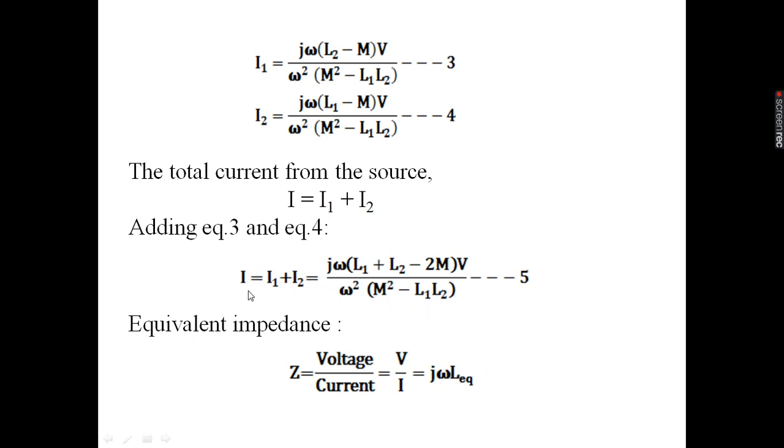Now we have the total current, and we already know the total voltage applied is V. Once we know these two, we can find the total impedance. The total impedance Z equals the total voltage applied divided by the total current, which equals J omega L equivalent, because in this circuit we have only inductance, so the impedance is the reactance of L equivalent.